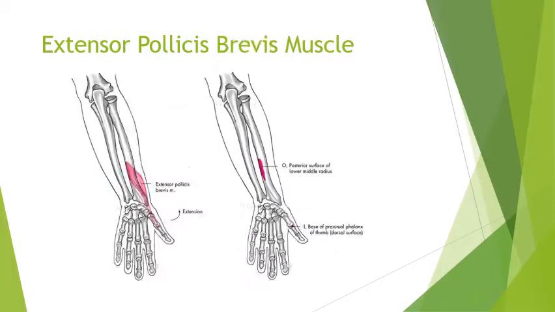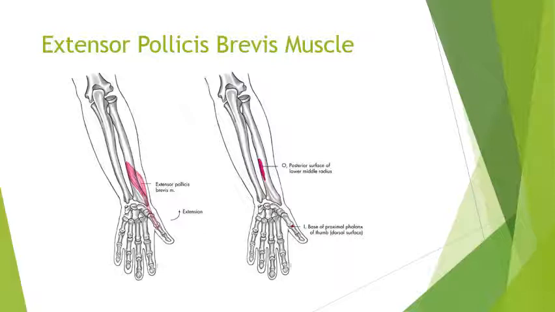And then when you have a longus, you have a brevis. So the brevis is going to be the shorter muscle. That's going to be on the posterior surface of the lower middle radius and insert on the base of the proximal phalanx of the thumb. Okay, so it's a shorter muscle. It's the brevis. If you have a longus, you have a brevis. It just means one's longer than the other.